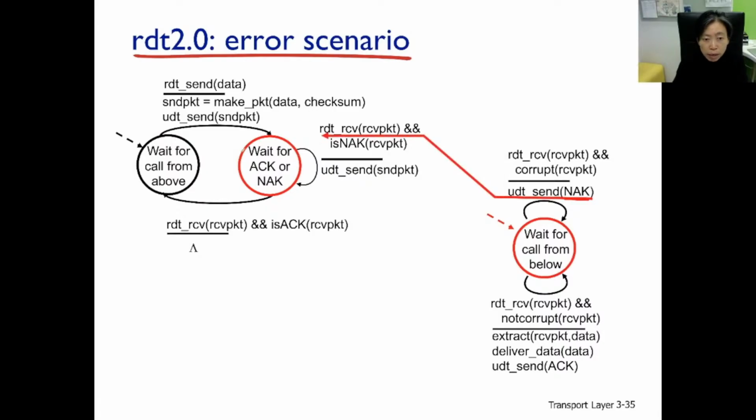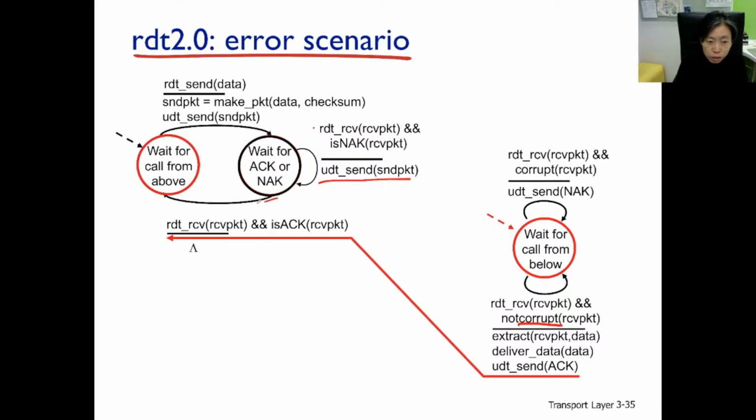The sender, waiting in the wait for ACK or NACK state, then gets a call from below. It checks and finds that it's a NACK, not the ACK. Therefore, this transition matches and is triggered, and this action is taken. UDT send packet is what? Retransmission of the send packet generated earlier. The sender stays in the wait for ACK or NACK state. So the packet is sent again. The second time, we're lucky. It's not corrupted, therefore we trigger this transition and another packet is sent back.